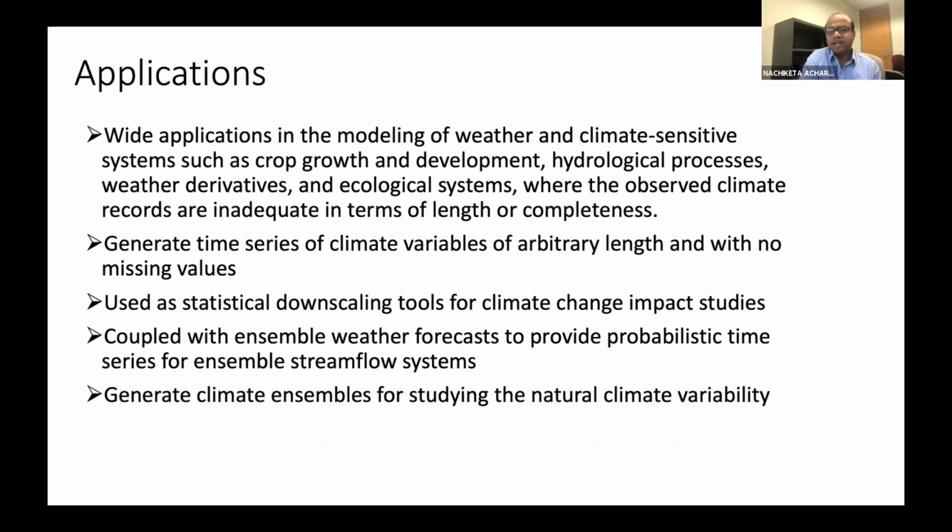It has wide application, especially in hydrometeorology and agrometeorology, where for crop models or hydrology models it's important to have daily data. It can be used for stochastic disaggregation. It can also be used to fill missing data. It can also be used for statistical downscaling for climate change impact. So it has wide application in hydrology or any kind of impact modeling where the climate is a major impact factor.